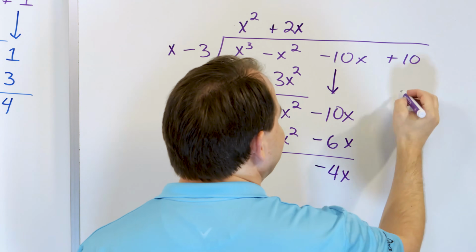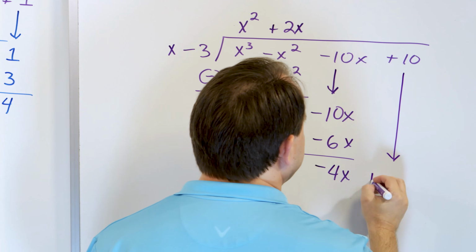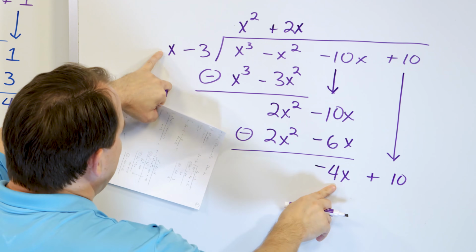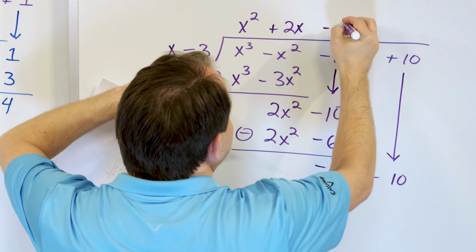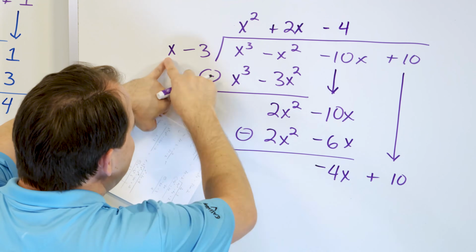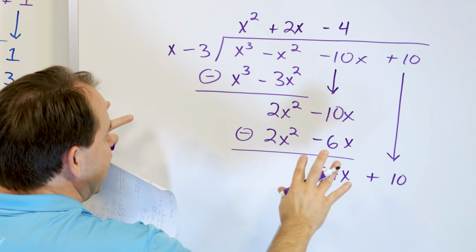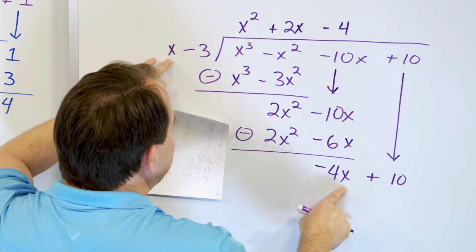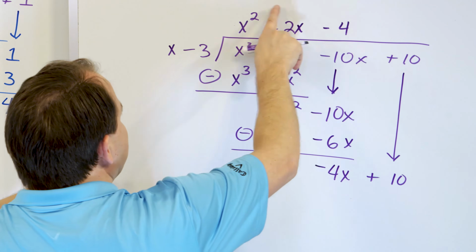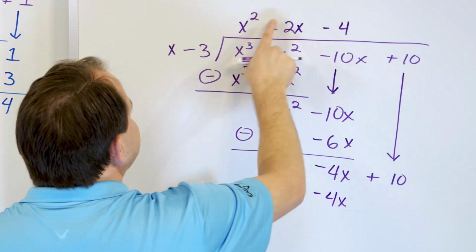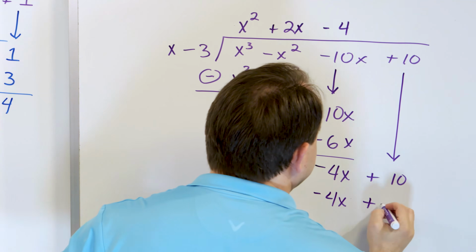Once I've subtracted that, I drag the next digit down, which is a positive 10. And again, I only look at the first terms. You have a 1 times something to give me negative 4. That means I have to have a negative 4 here. And then the x times something to give me the x is just a 1 there. So really, I don't have anything required to give me an x. Now I do my multiplication. Negative 4 times the x gives me negative 4x. Negative 4 times the negative 3 gives me positive 12.